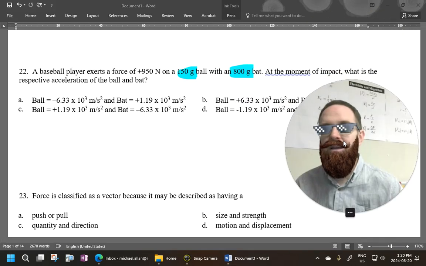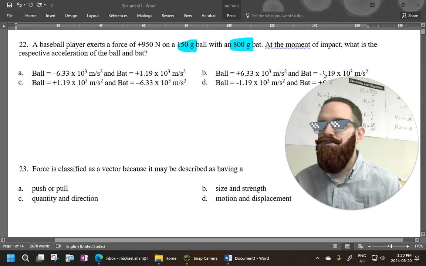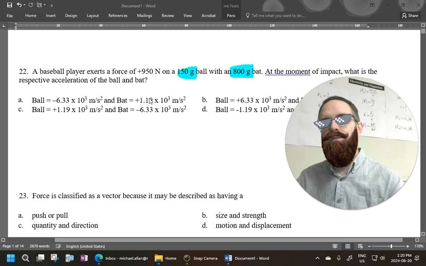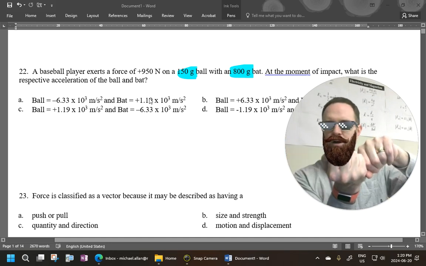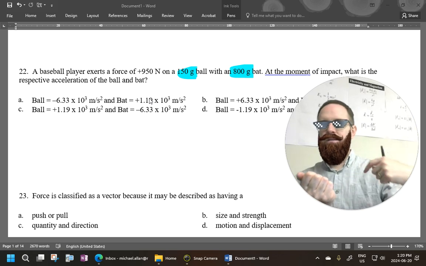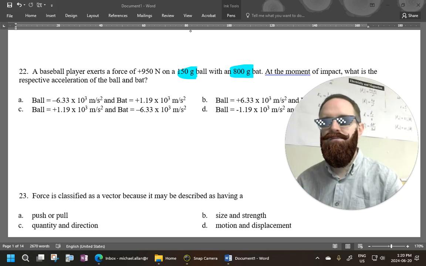At the moment of impact, what is the respective acceleration with each of the things here? So we got a couple positive, a couple of negatives. That's good. Okay. So baseball player hits the ball. So the ball is probably going to go in the positive direction, and it doesn't really specify. Oh, it just says with a force. So hit the ball with a positive force.